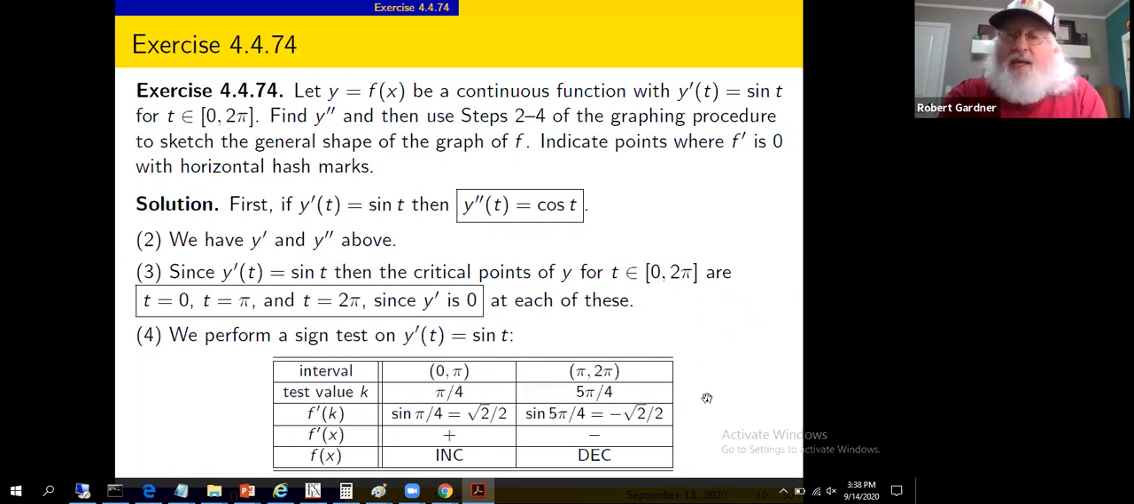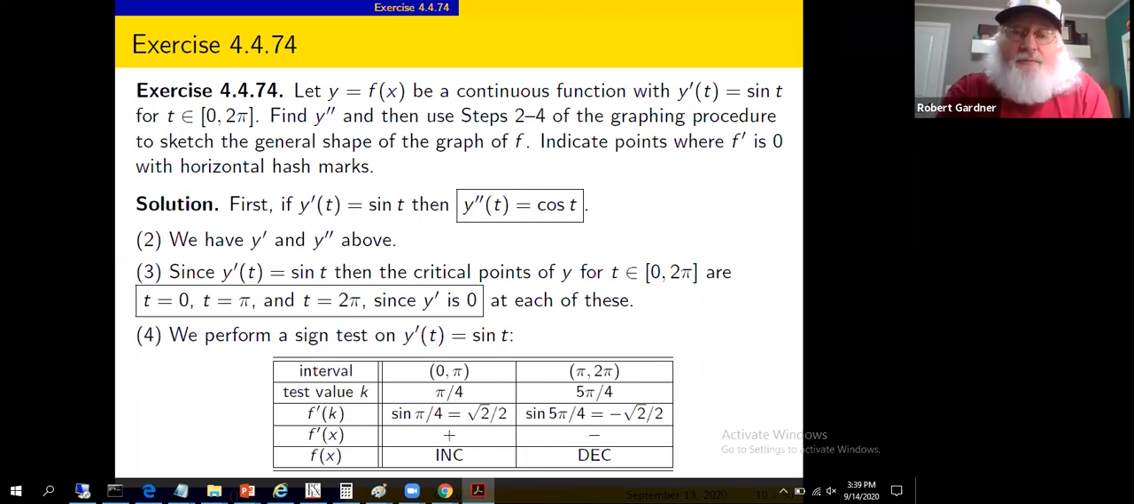We'll pick a value, any value, in those intervals. Pi fourths, 5 pi fourths. Pi halves and 3 pi halves would be maybe even more reasonable. But any special angle in here, so you know what the values are. So when we plug those values into the derivative, into the sine function, it produces positive square root of 2 over 2, positive. And over here, negative square root of 2 over 2, negative. Increasing here, decreasing there. So there's the 4 steps.